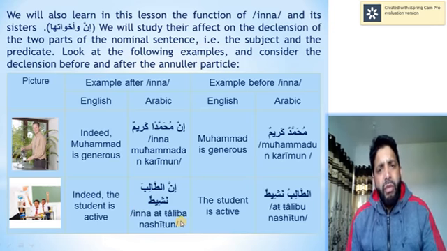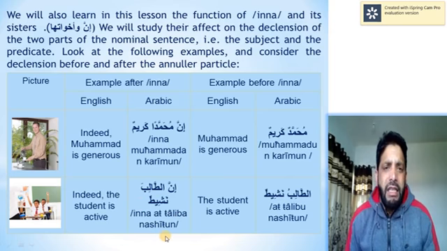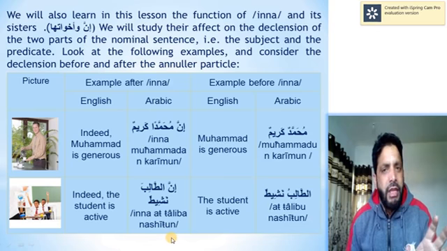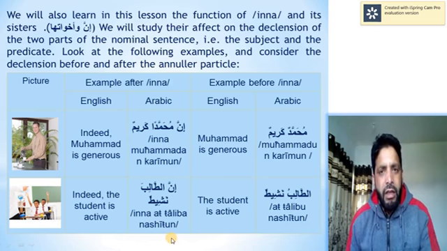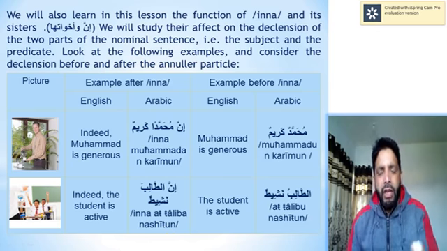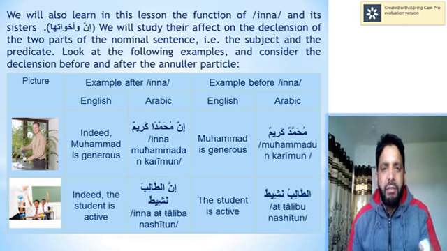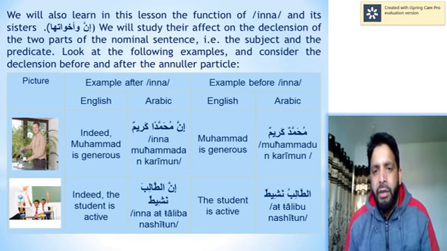So in this lesson, now we will discuss, as we have earlier told you, the declension of the two parts of a nominal sentence, the subject and predicate. Now here are some other examples. You can go through this example. You see the same thing happens.